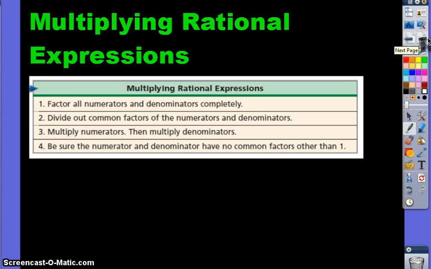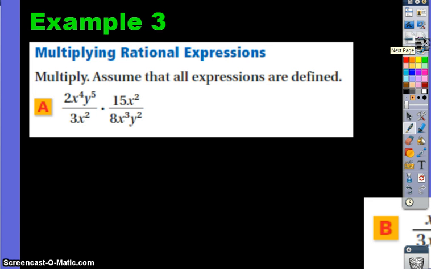All right, last example today, you might want to write this down. We are multiplying rational expressions. When we multiply rational expressions, we want to factor the numerator and denominator completely. We want to divide out any common factors. We want to multiply the numerators, then multiply the denominators, and then be sure the numerator and denominator don't have any other common factors other than 1. So a lot of the stuff that we were using to simplify is still going to be relevant here.